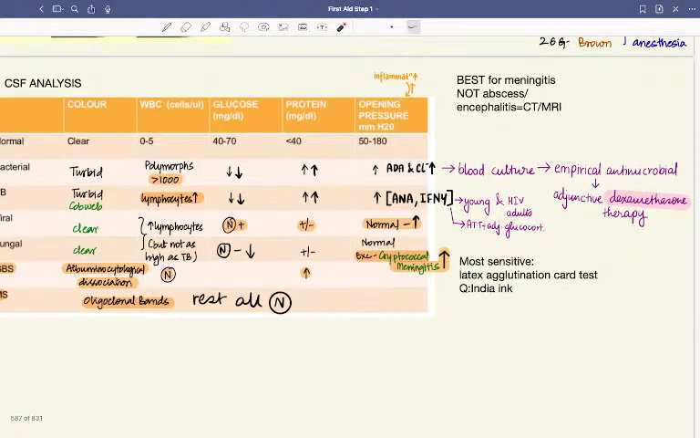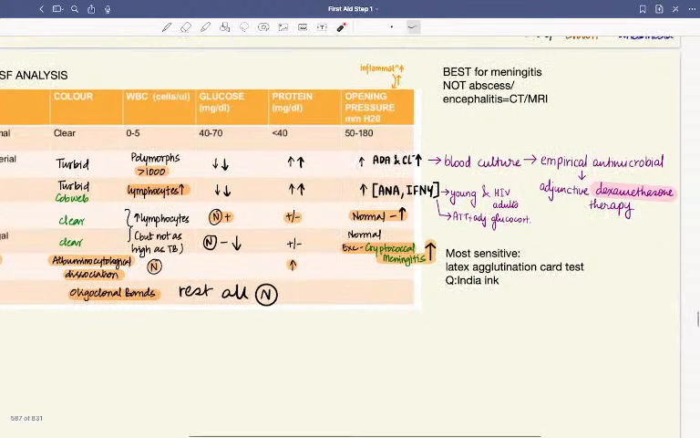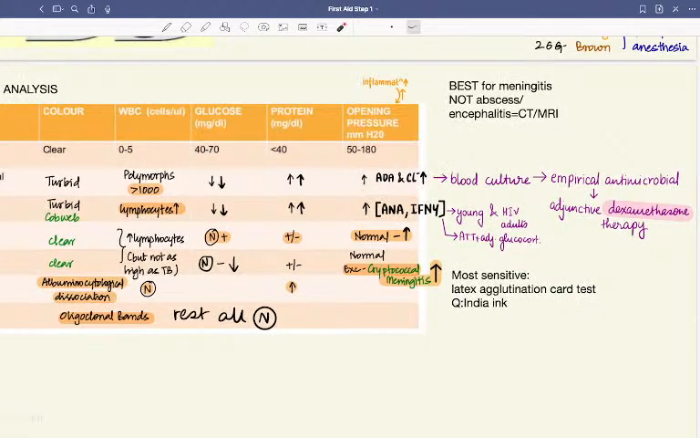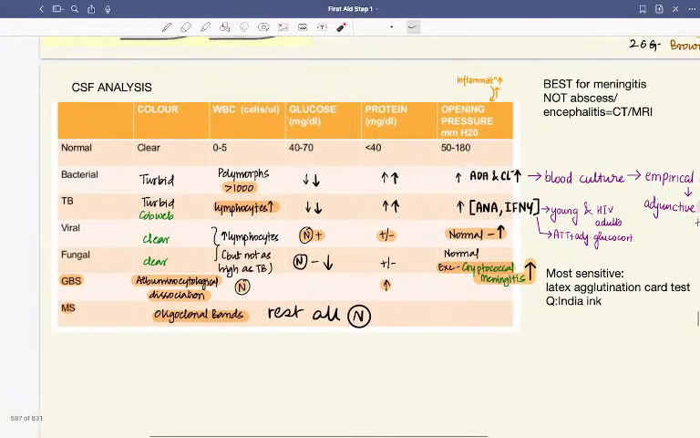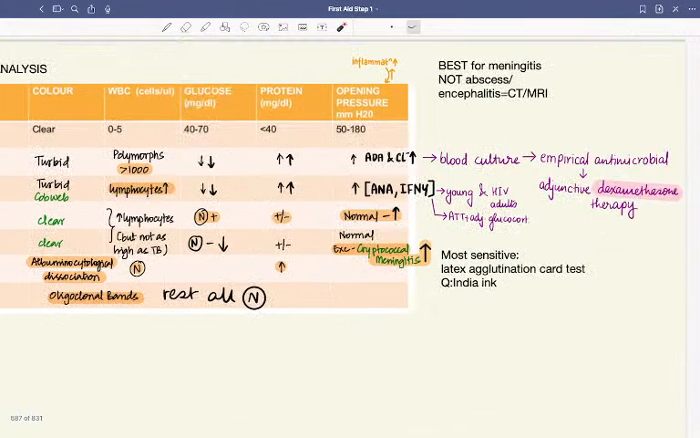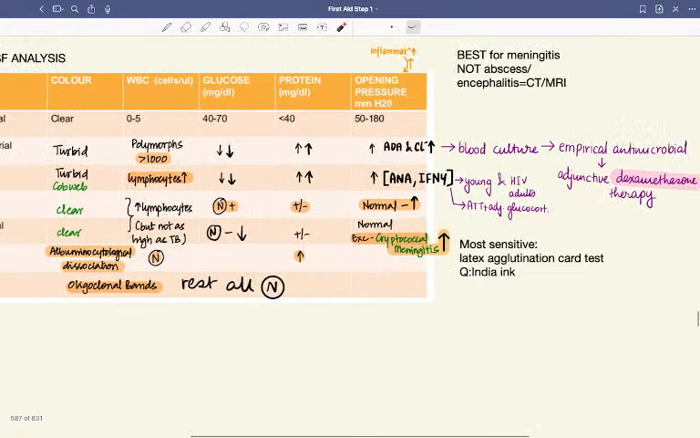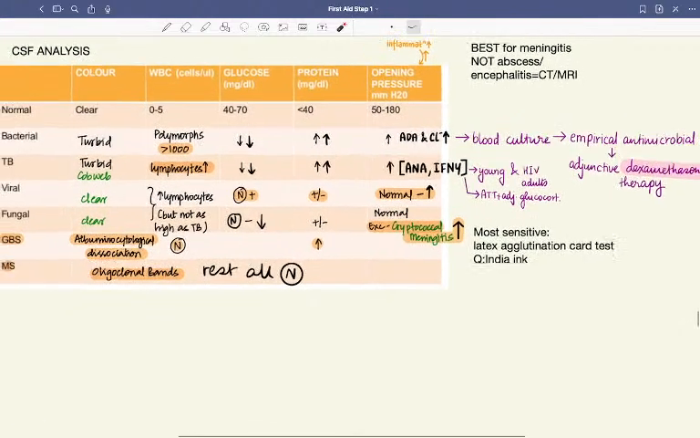Next is blood culture, empirical antibiotic. Okay, if blood culture shows growth, what do we do? Antibiotic. Okay. Adjunctive dexamethasone therapy can be given in bacterial meningitis. In case of TB, we have to give ATT and adjuvant glucocorticoid therapy. So here dexamethasone, here glucocorticoid. This is usually, especially in young and HIV patients, we can give ATT and adjunctive glucocorticoid therapy.